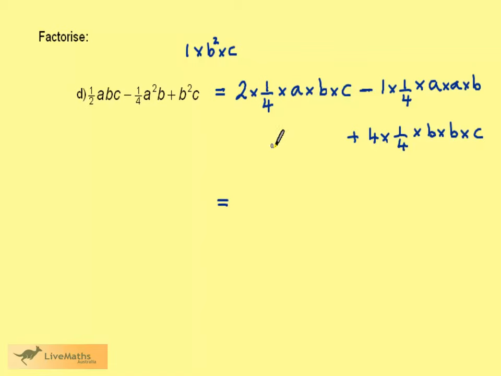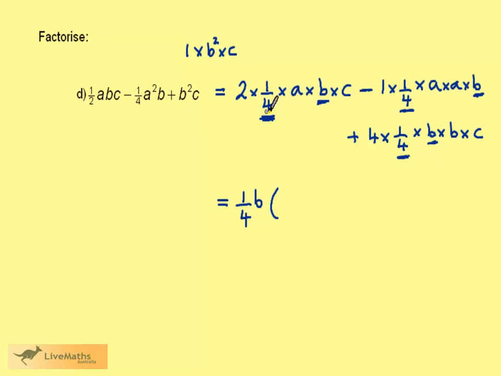So looking for common factors, we have 1/4, and we have a b. And looking carefully, I can see no other common factors, so I open my bracket.